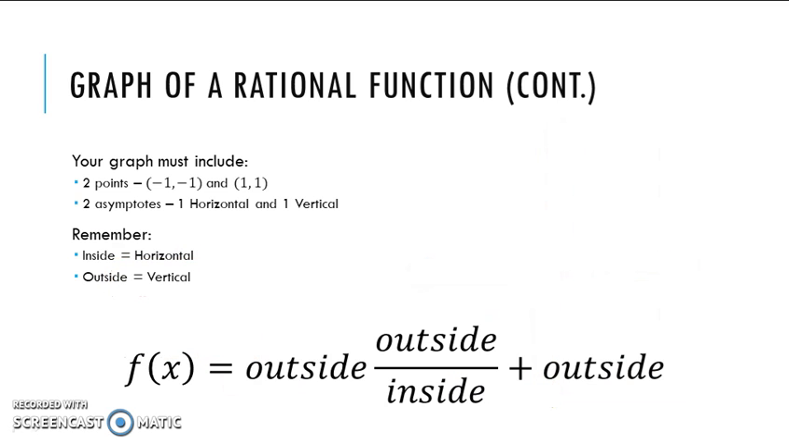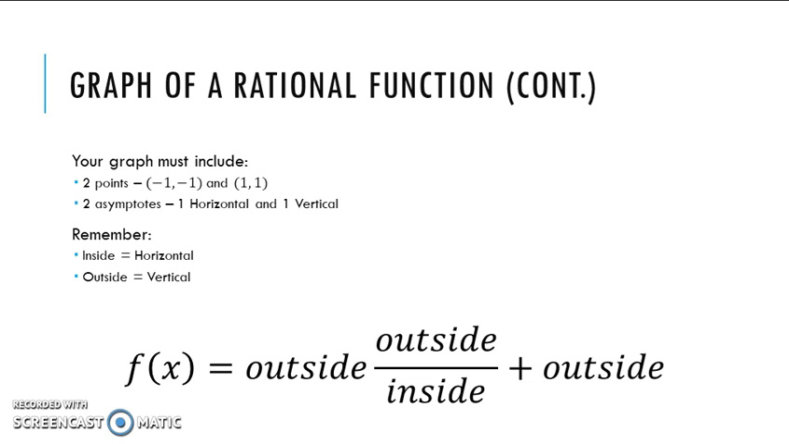Okay, if we click to the next slide here, you can see I've kind of written it out for you. Your graph must include -1, -1, and it must include +1, +1. You also must have 2 asymptotes, 1 horizontal and 1 vertical. Along with that, remember we need to know how our shifts are going to work. So if you have an inside, that causes our horizontal shifts. If you have outside, that causes our vertical shifts.